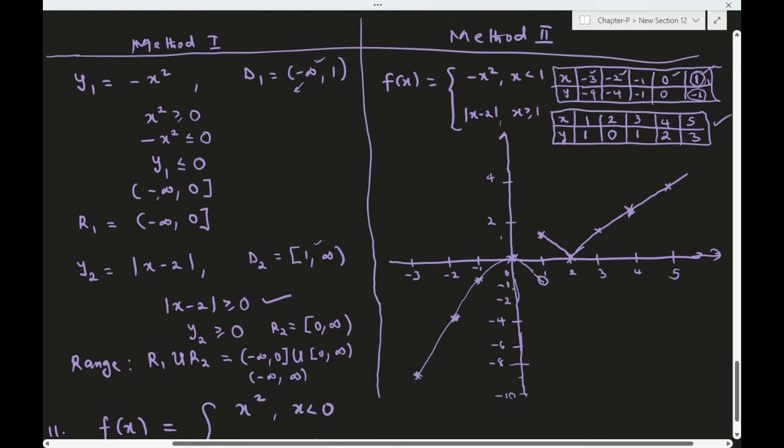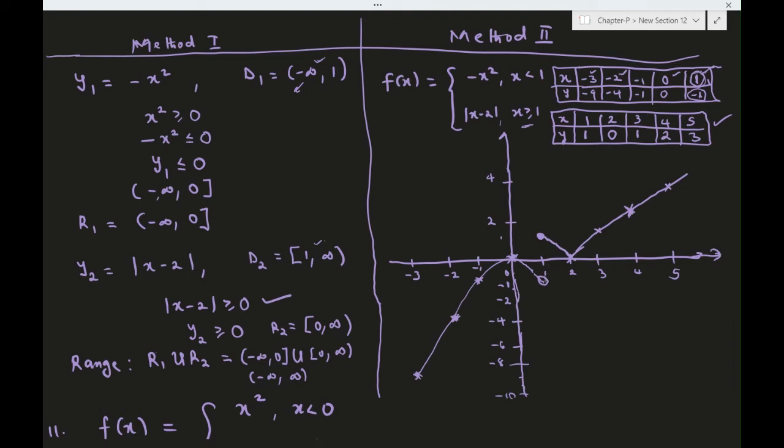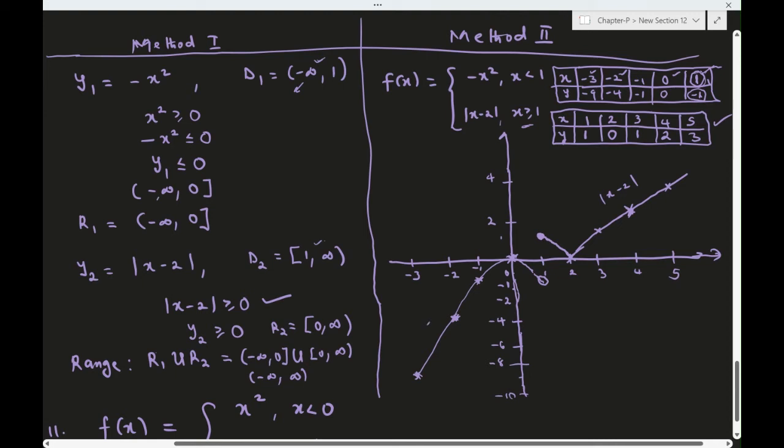Now what we notice is that at 1, remember at 1 we open it in the first piece, which is here, right? But at x equals to 1, we're actually in the second piece, so here needs to be closed. So this is closed, while it is open down here. So this is the second piece, which is absolute value x minus 2, and this is the first piece. Now we're done with the graph.